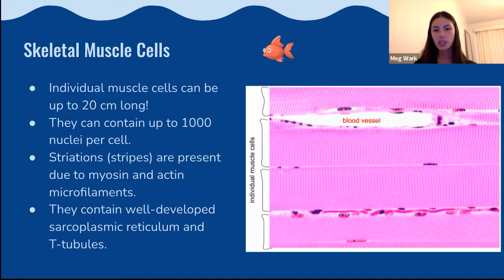The striations, which you can see, are like the pink and dark pink stripes in this image. Those are present due to the presence of myosin and actin microfilaments. So we have some darker lines and some lighter bands, and we'll discuss why that happens next. But essentially, if you see striations, that means it's characteristic of a skeletal muscle cell. And skeletal muscle cells also contain well-developed sarcoplasmic reticulum. So that's essentially smooth endoplasmic reticulum and T-tubules.